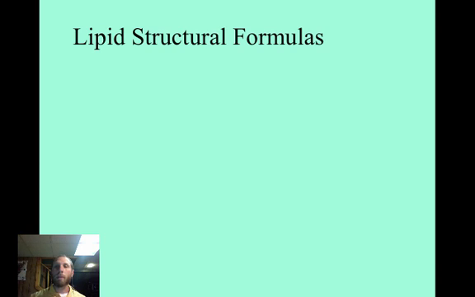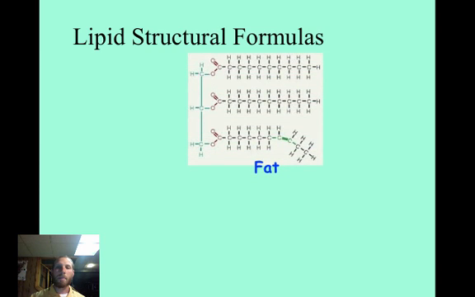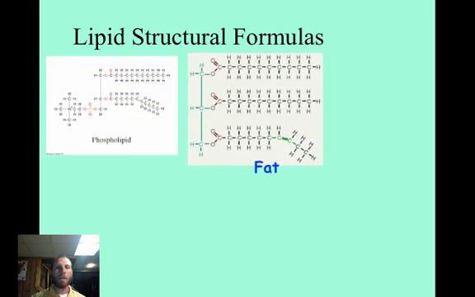Some structural formulas for lipids. This is a typical fat structural formula. We see 3 fatty acids. That's why sometimes fats are called triglycerides, because they have 3 of these fatty acids here. This fat would be what's called an unsaturated fat because it has this little kink here. You may have heard of those. We'll talk more about those in class.